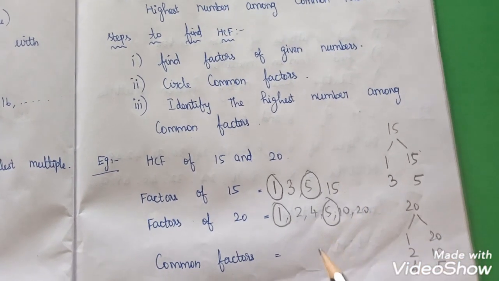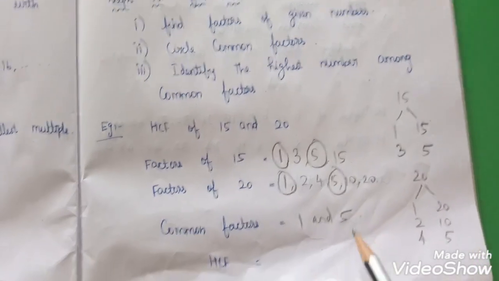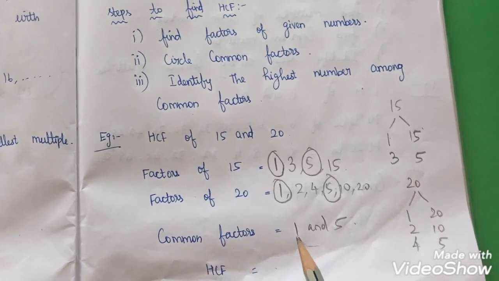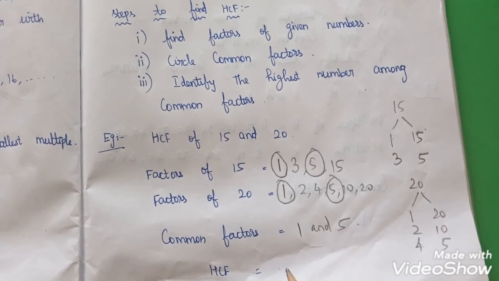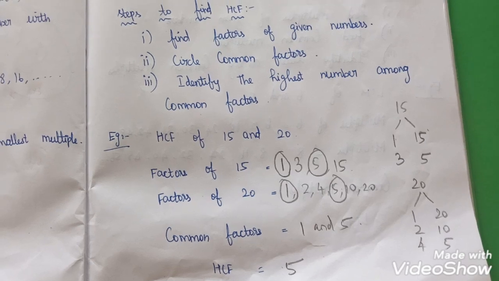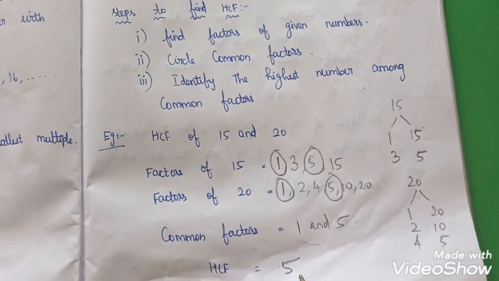So we can stop this. What are the common factors? The common factors are 1 and 5. So HCF is the highest among the common factors. We can notice that 5 is the highest among the common factors. So this is the HCF of 15 and 20. The HCF of 15 and 20 is 5.